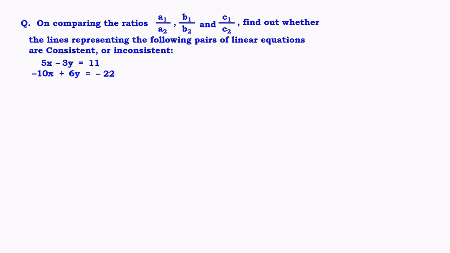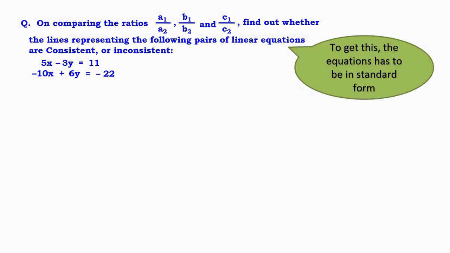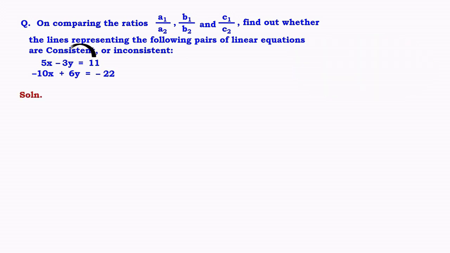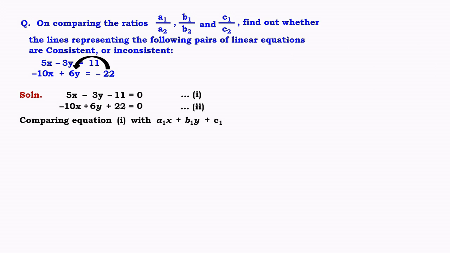Let us now solve this example. We are given two equations: 5x minus 3y equals 11 and minus 10x plus 6y equals minus 22. First, convert both equations into standard form, ax plus by plus c equals 0. So, the equations become 5x minus 3y minus 11 equals 0 and minus 10x plus 6y plus 22 equals 0.